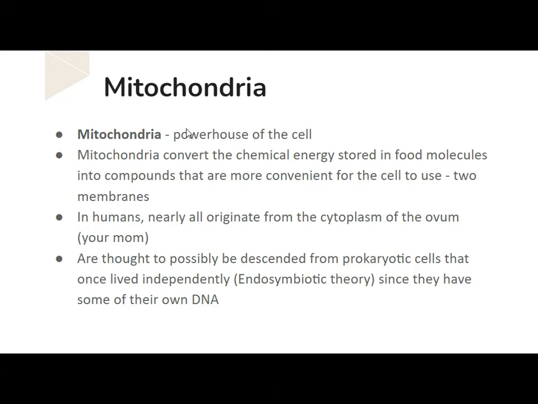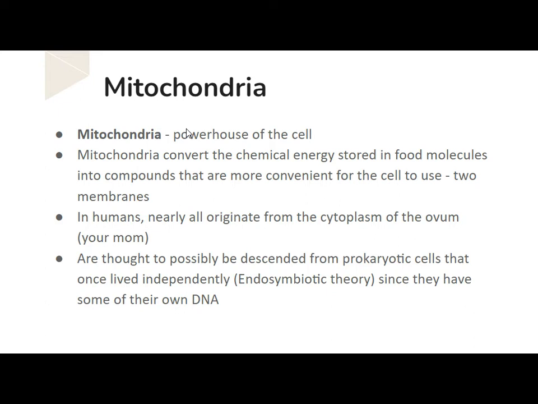Now, plant cells do have mitochondria in them. Plant cells do go through cellular respiration. Often there is a misconception that students think plants only do photosynthesis, and humans or animals only do cellular respiration. That is false. We can't do photosynthesis, but plants do both. Plants do photosynthesis and cellular respiration because they use that cellular respiration to create the energy so that they can do their own things. So mitochondria converts the chemical energy stored in food molecules like glucose and turns it into compounds that are more convenient for the cell to use.